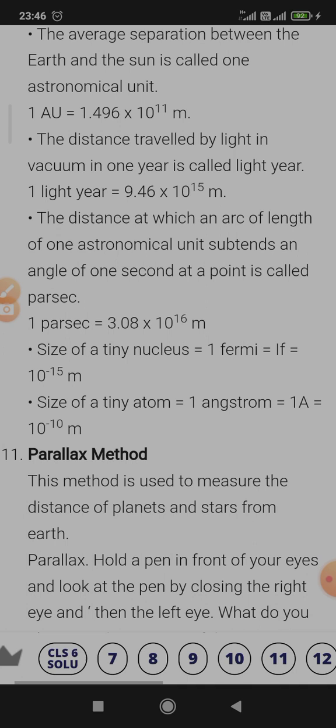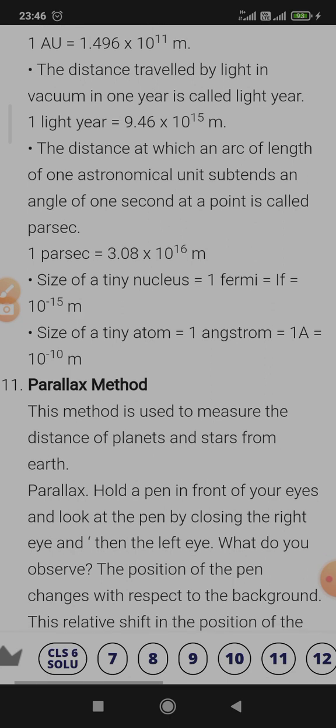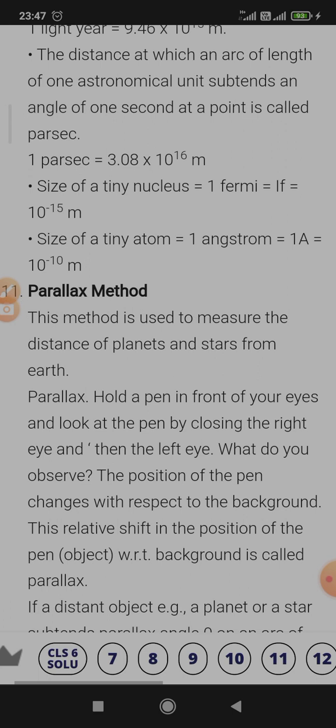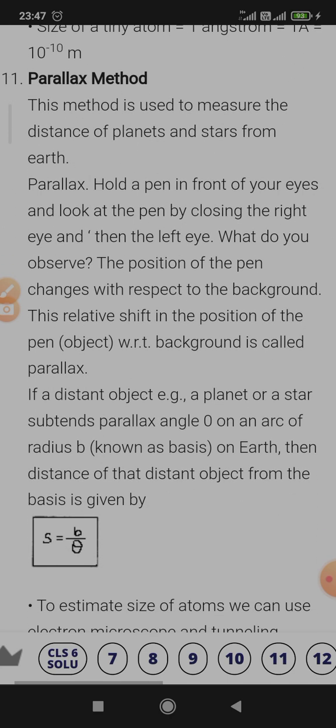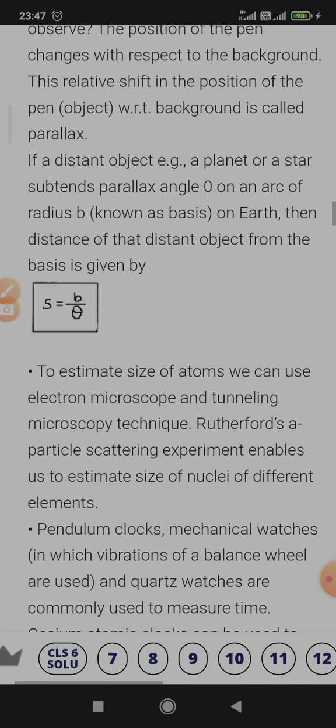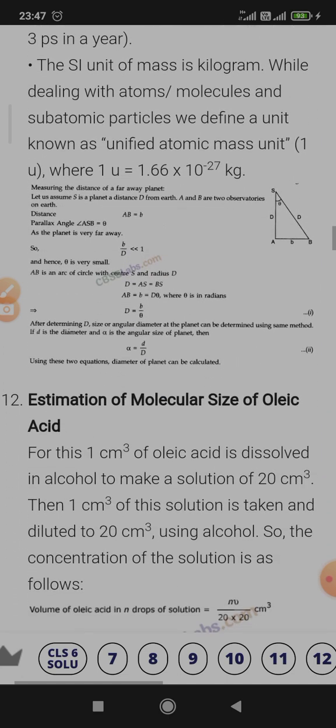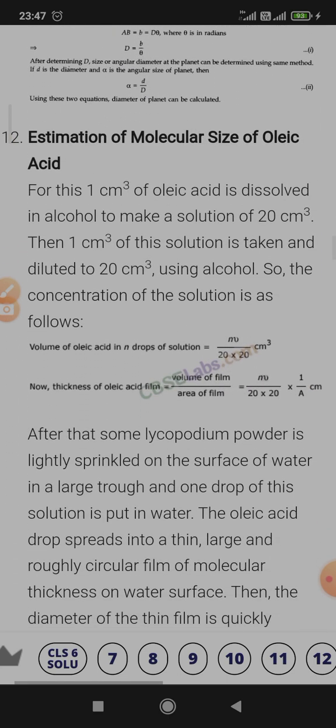Distance at which an arc of length of 1 astronomical unit subtends an angle of 1 second at a point is called parsec, which is equal to 3.08 into 10 to the power 16 meter. Size of tiny nucleus is 1 Fermi, which is equal to 10 to the power minus 15 meter. The size of a tiny atom is 1 angstrom, which is equal to 10 to the power minus 10 meter. Parallax method is used to measure distance of planets and stars from Earth. Estimation of molecular size of oleic acid.